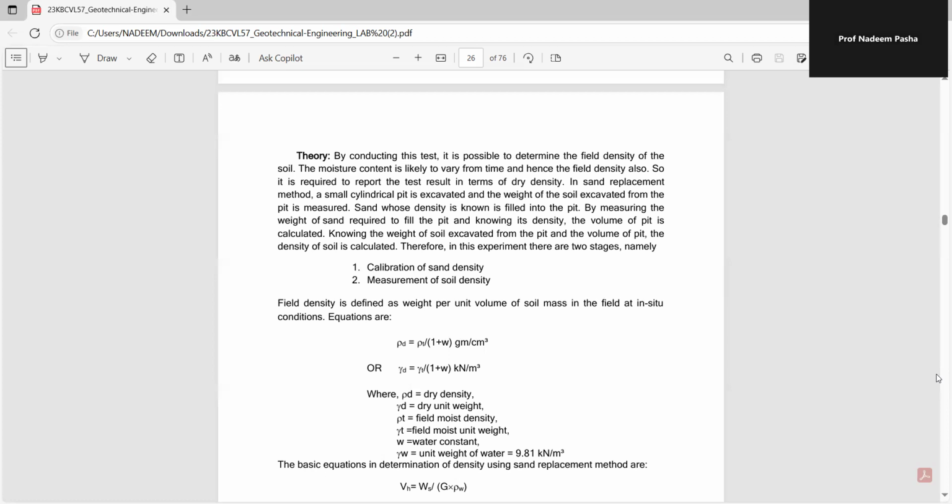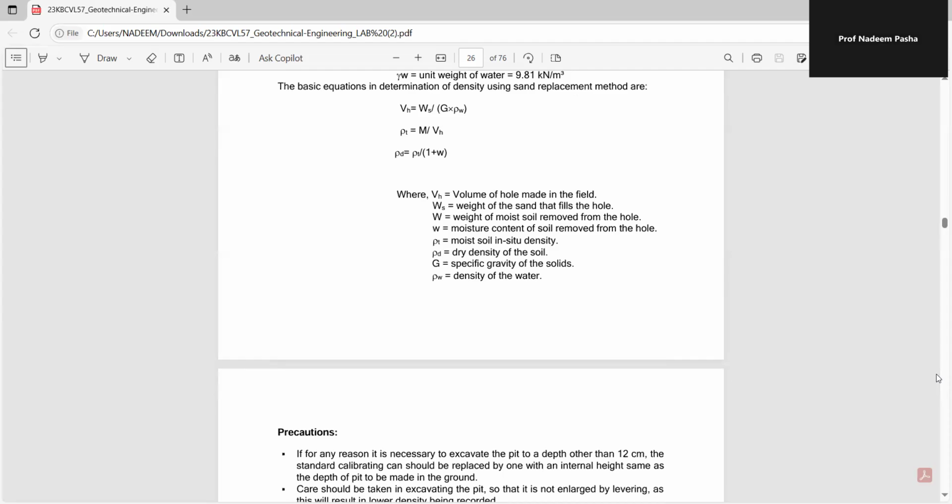Equations: rho d is equal to rho t divided by 1 plus w, gram per centimeter cube, or gamma d is equal to gamma t divided by 1 plus w, kilonewton per meter cube, where rho d is dry density, gamma d is dry unit weight, rho t is field moist density, gamma t is field moist unit weight, w is water content, and gamma w is unit weight of water equal to 9.81 kilonewton per meter cube. The basic equation for determining density using the sand replacement method is VH equal to WS divided by G into gamma W. Now rho t is equal to M divided by VH.